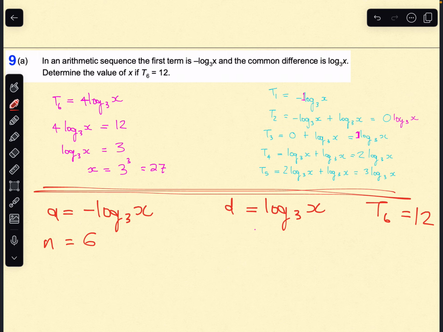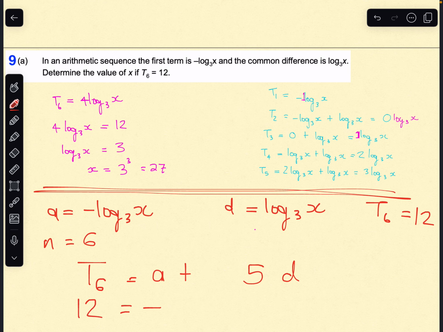So using the arithmetic formula that tells us that tn is a plus n minus 1 times d, we can speak specifically about term 6 because that's the one we have information about. So term 6 is equal to a plus 6 minus 1 times d, which is just the same as 5. Okay, so a plus 5d. And we know that term 6 is 12.